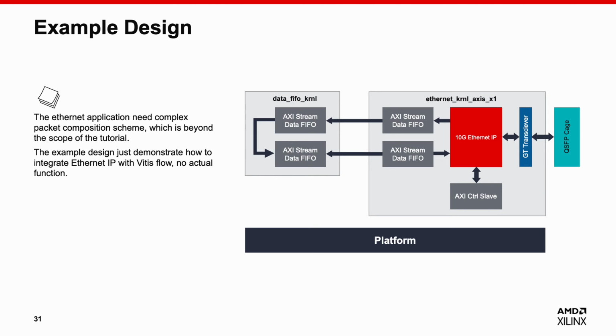Now please look at the example design. Just like the Aurora-based design, this Ethernet example design just implements a data loopback path with Ethernet IP, axis control slave, and data FIFO IPs. To implement a real Ethernet application is very complex, which is beyond the purpose of this webinar to illustrate the design flow. So what is different from the Aurora case?